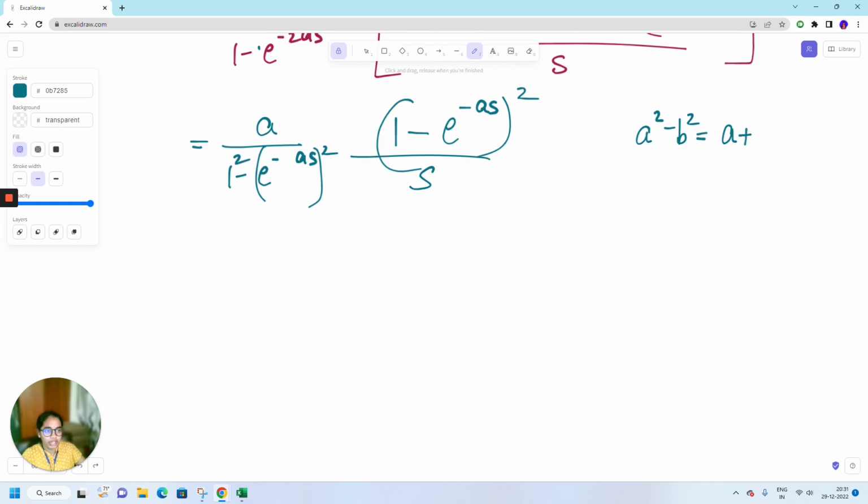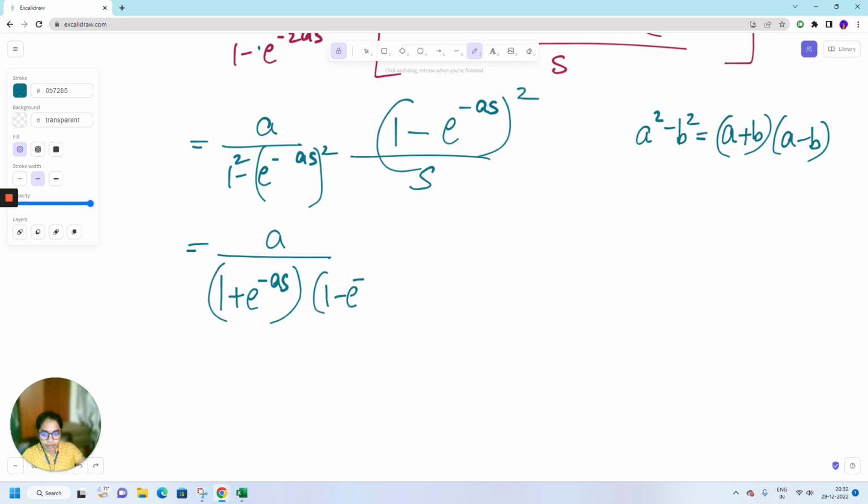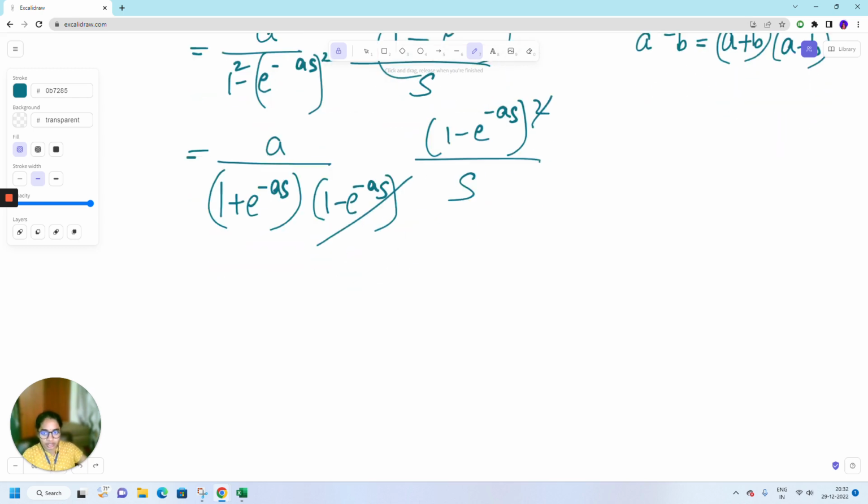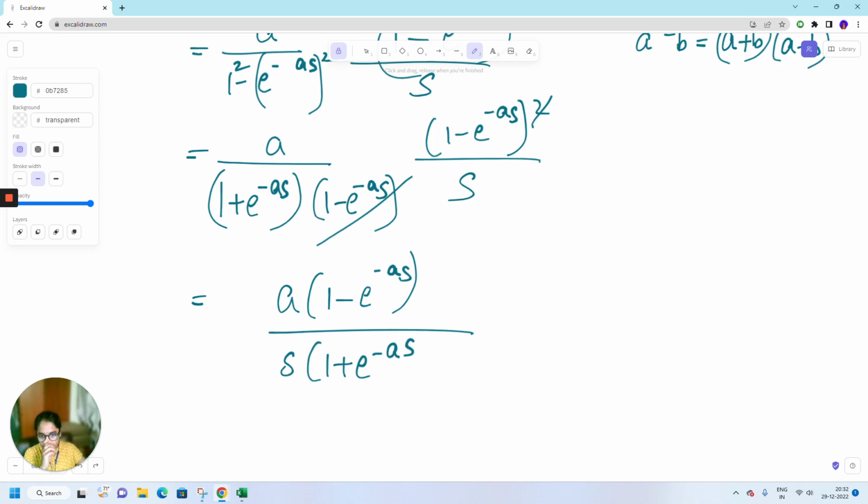What is the formula? a square minus b square is (a plus b) into (a minus b). So that would be 1 plus e power minus s into 1 minus e power minus s, into 1 minus e power minus s the whole square divided by s. So these both terms get cancelled. So what do we have? We have 1 minus e power minus s divided by s into 1 plus e power minus s.